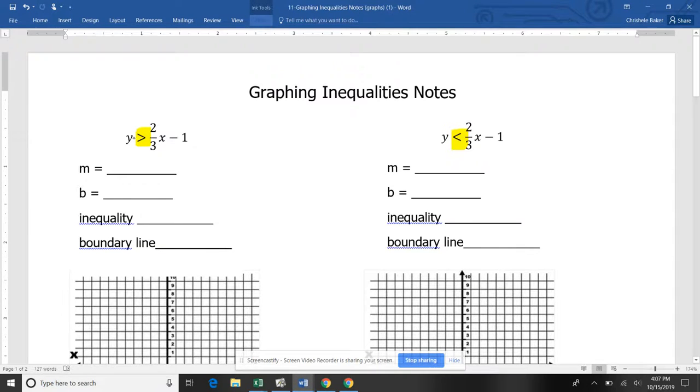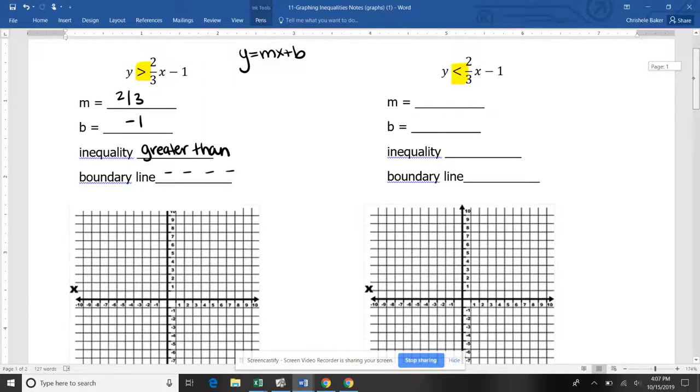In this first example, we're written in the form y equals mx plus b, which is slope-intercept form. So our m is 2/3 and our b is -1. We're just pulling that right from the equation. Now our inequality is greater than, and because we're not equal to, we're strictly greater than, we're going to use a dashed line for our boundary.